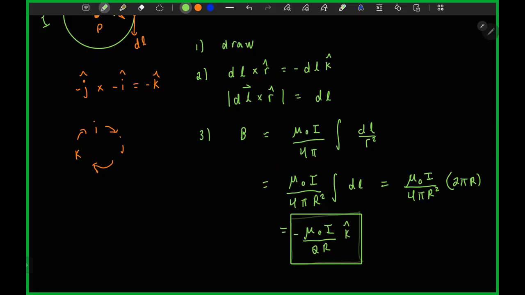So in the next couple of videos, we'll look at additional examples of Biot-Savart law. We'll look at cases where not all of our components go in the same direction, right? Which we've already seen with integrating electric fields, that we potentially need to evaluate two integrals, but we'll leave it here for now.